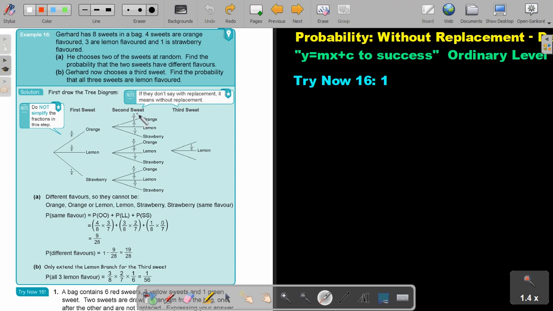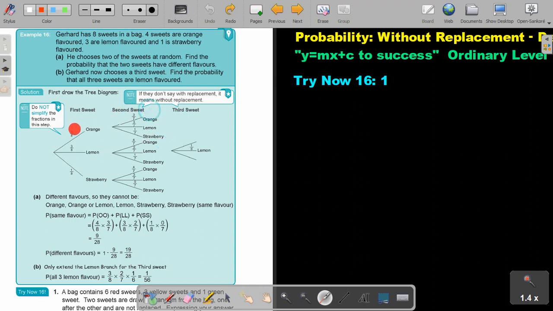Now remember, it's without replacement, so it will be 1 less. So this is 7 for all of these. And if I go into the 3rd one, it will be 6, and if I go into the 4th one, it will be 5 sweets left.